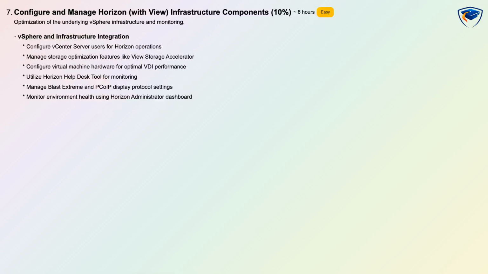Configure and manage Horizon with View Infrastructure Components is 10%, rated easy with about 8 hours of study and conceptual and scenario-based assessment. You will integrate Horizon with vSphere by configuring vCenter server users for Horizon operations and optimizing storage features like the View Storage Accelerator. Learn to configure virtual machine hardware for VDI performance. Use the Horizon Help Desk tool for monitoring. Tune Blast Extreme and PCOIP display settings, and monitor environment health via the Horizon Administrator dashboard.